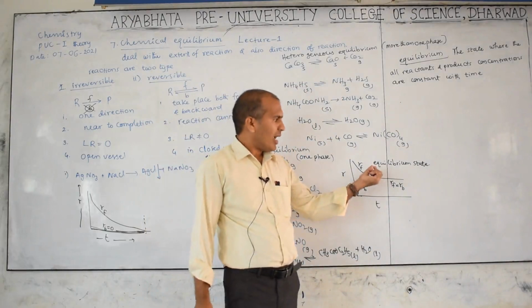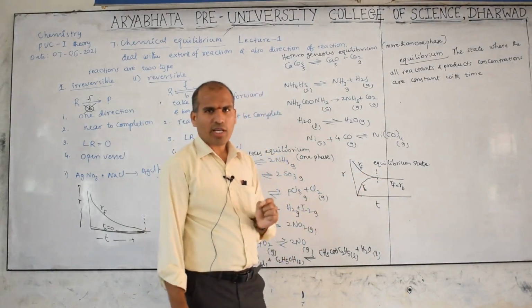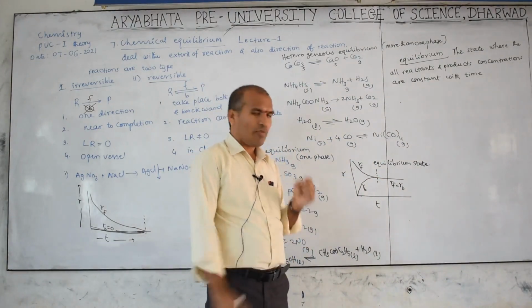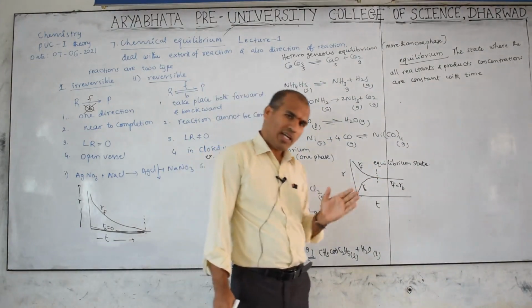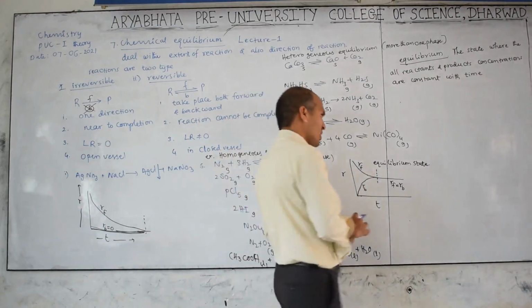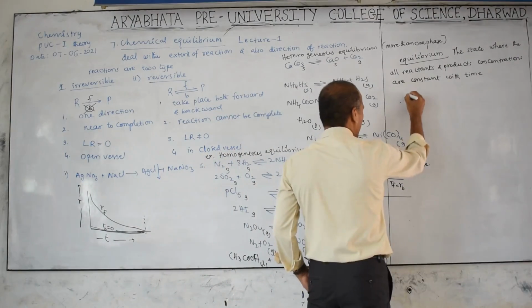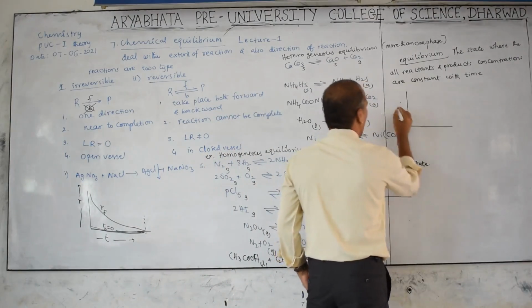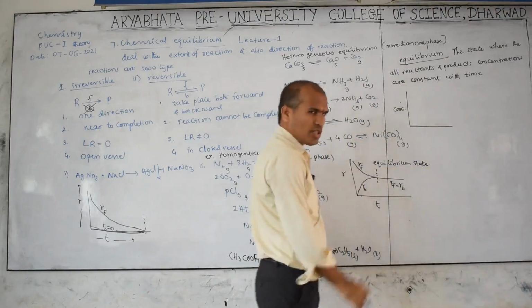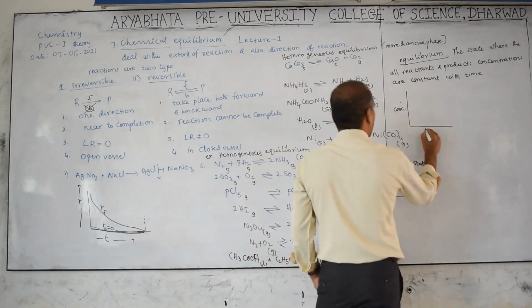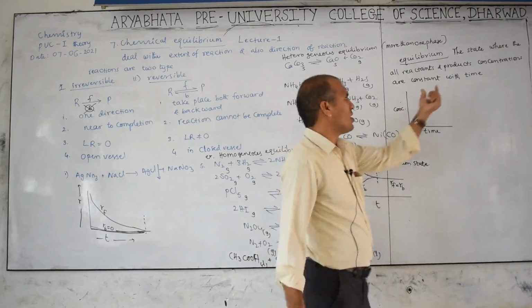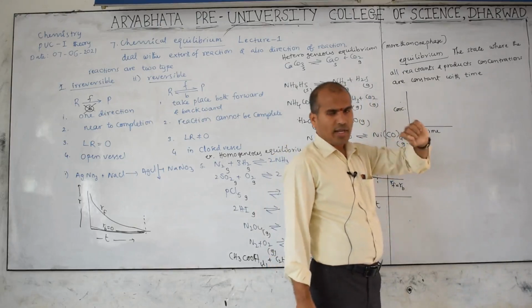At equilibrium, the rate of forward reaction is equal to the rate of backward reaction. But the definition is that with time, the concentration of reactant and product do not change. They are constant. Therefore, to understand this definition, I want to write here concentration, and here time, because our definition is that concentration is constant with time.